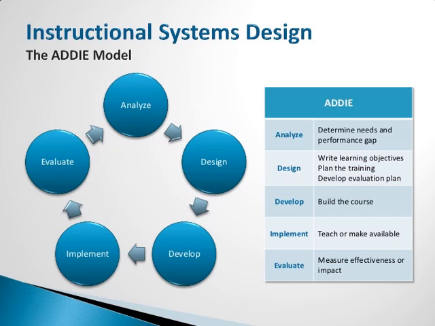In this model, we can see the instructional system design, which begins by to analyze, to determine the needs and performance gap, then to design: write learning objectives, plan the training, and develop evaluation plan. Develop: build the course. Implement: teach or make available. Evaluate: measure the effectiveness or impact.